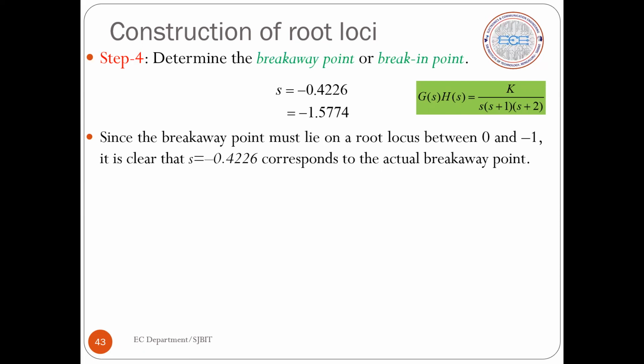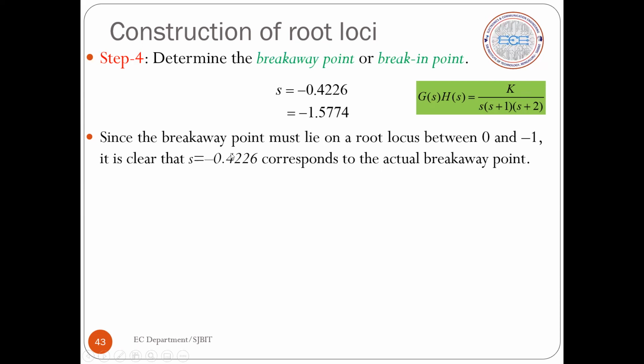So how to validate the 2 points? You have to look into the pole zero plot of this, which we have plotted in the previous class. In the pole zero plot, you have to see whether these 2 points lie on the root locus section or not. You have to identify. Accordingly, we will say it is a valid point or an invalid point.